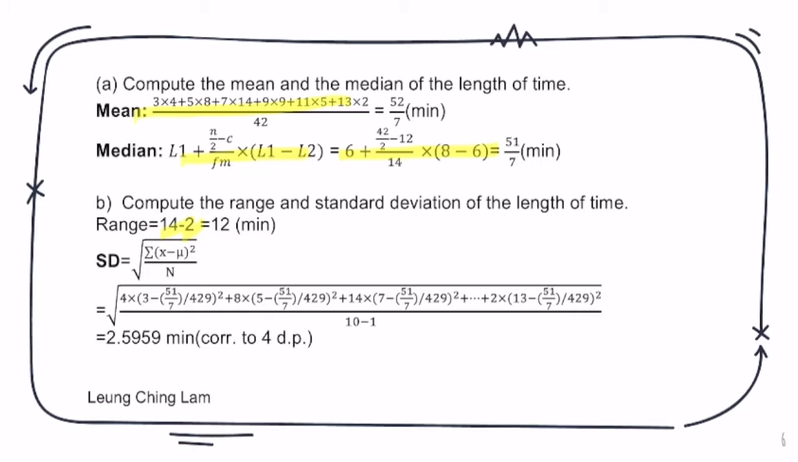The last part will be finding the standard deviation. The formula is the same as question 1.1, and we need to substitute the numbers into the formula with the mean that we have calculated in question 1.2a. Then the equation is shown. The answer is 2.5959 minutes, correct to 4 decimal places. Okay, this is the end of question 1.2 and 1.1.